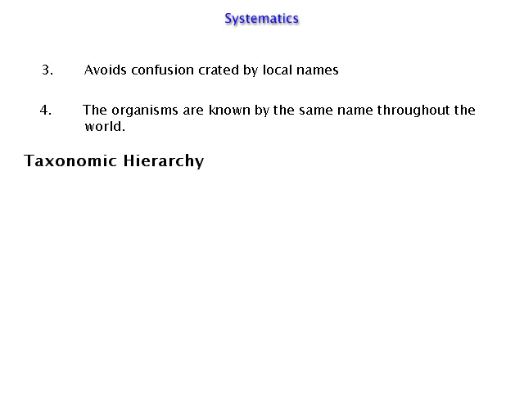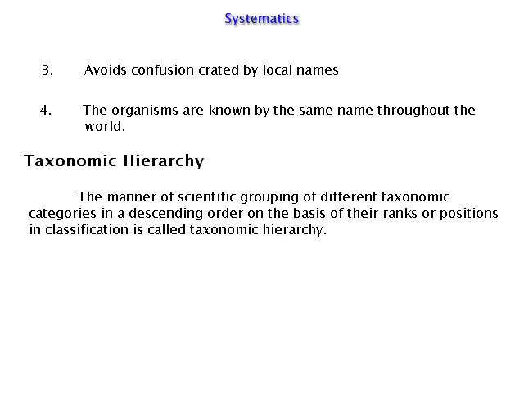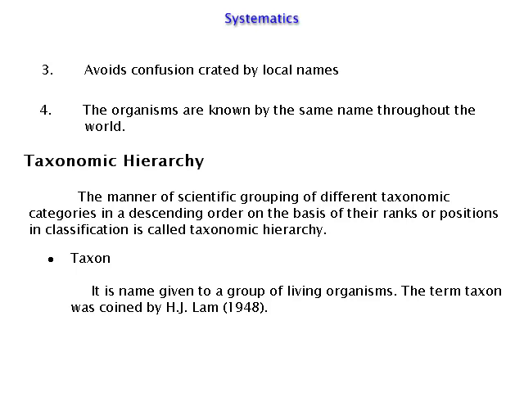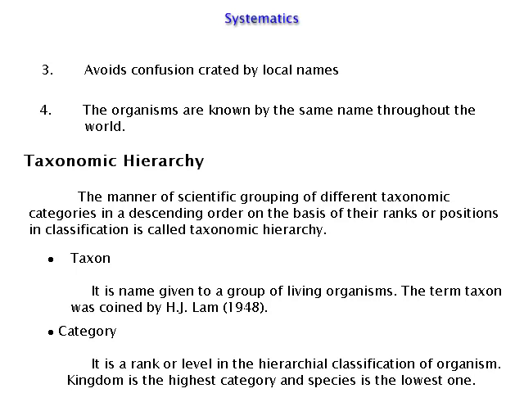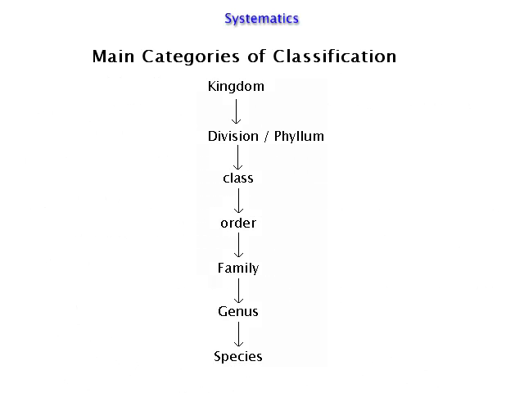Taxonomic hierarchy. The manner of scientific grouping of different taxonomic categories in a descending order on the basis of their ranks or positions in classification is called taxonomic hierarchy. Taxon. It is the name given to a group of living organisms. The term taxon was coined by H.J. Lamb in 1948. Category. It is the rank or level in the hierarchical classification of organism. Kingdom is the highest category and species is the lowest one. Many categories of classification are kingdom, division or phylum, class, order, family, genus, species.